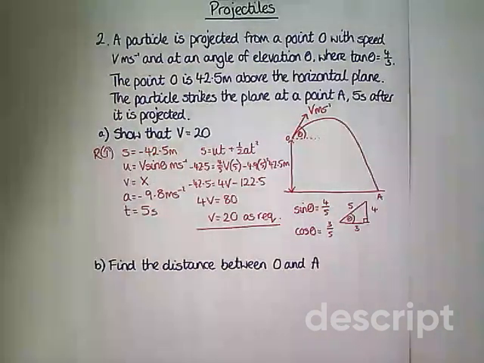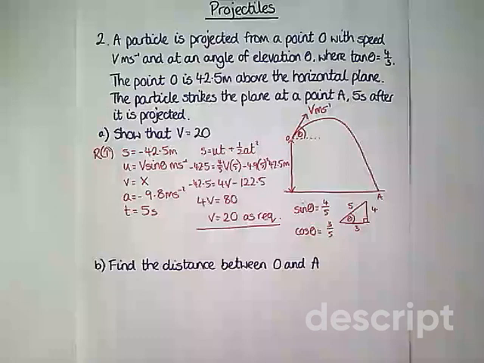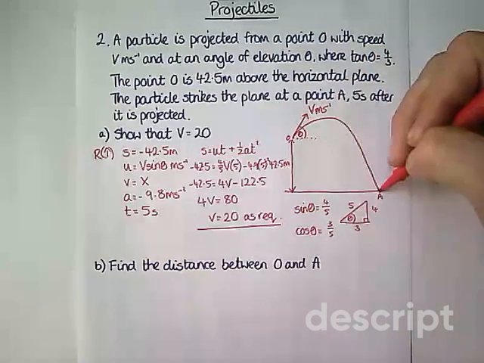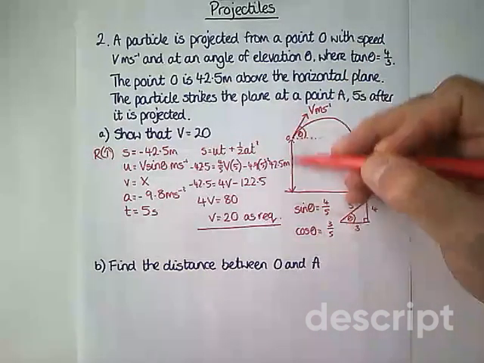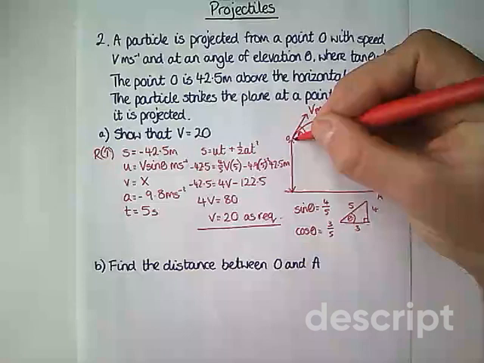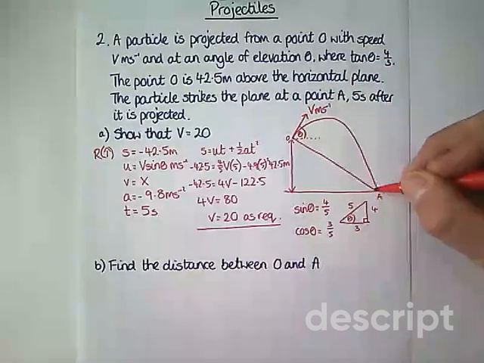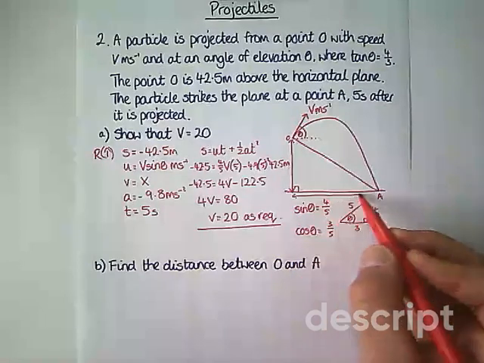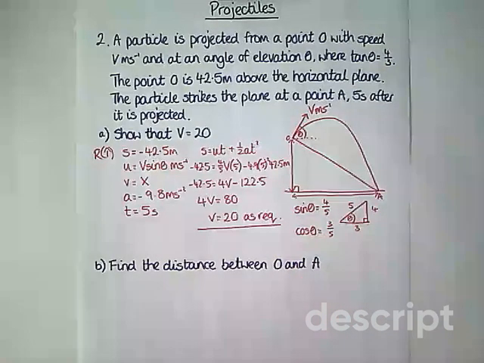Part B, find the distance OA. Find the distance, so we're actually trying to find this length across here. Now we know the vertical part, so if we want to find this length, we can make that a right angle triangle. We need to find this horizontal distance, and then we can use Pythagoras.